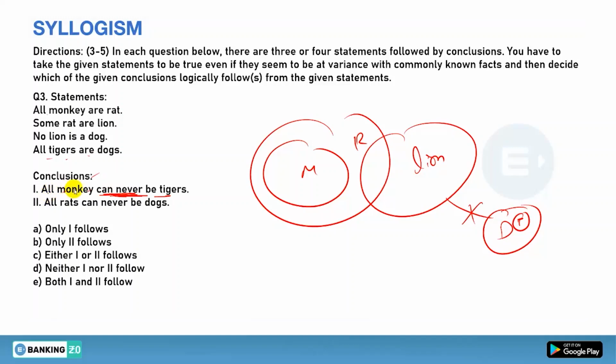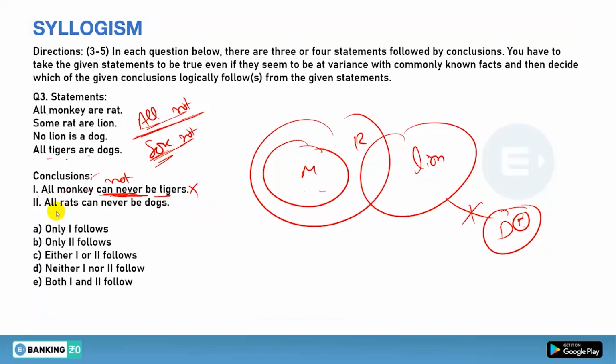Definite means all monkeys are not tigers, and whenever it is all not, you have to take it as some not, because all not means all can't be part of that, but some can be. So if you are taking all not, you can take it as some not. So some monkeys are not tigers. Between monkey and tiger you don't have a definite relationship, so you can't say this.